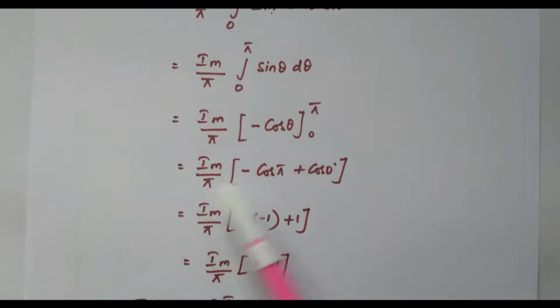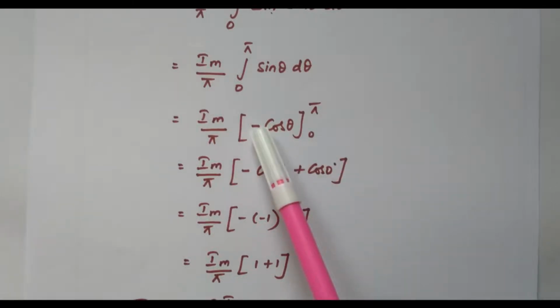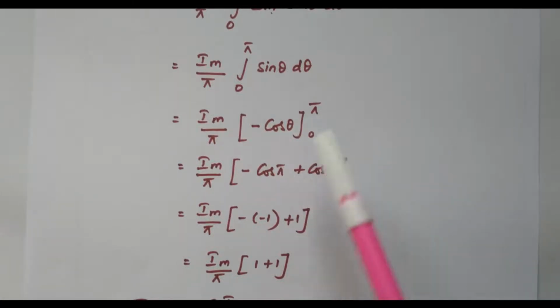So Im by pi, minus cos pi. While substituting the lower limit, one negative will be there. Already one negative is there, so it becomes positive. Plus cos 0. So it is minus cos pi for the upper limit substituted, and for the lower limit plus cos 0. Here a negative is there, and while substituting the lower limit, one more negative will be there, so it becomes positive.